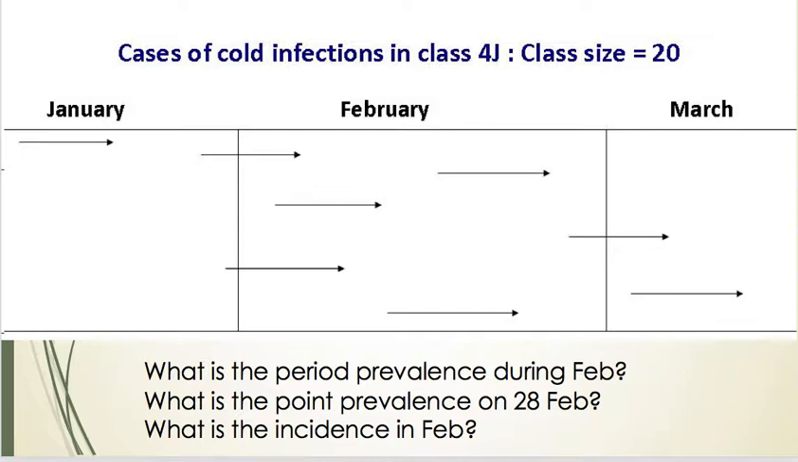So I'll give you an opportunity to do this example on your own. What is the period prevalence between February 1st and February 28th? What's the point prevalence on February 28th? And what is the incidence rate within February?